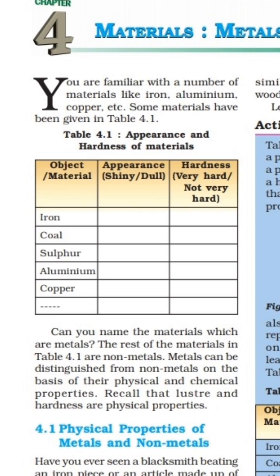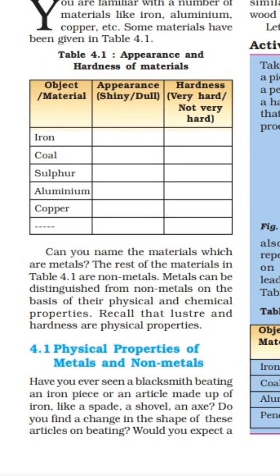Metals can be distinguished from non-metals on the basis of their physical and chemical properties. Recall that luster and hardness are physical properties. Two properties are already mentioned in table 4.1: appearance, like luster, and hardness. These are physical properties. Now we will see first the physical properties of metals and non-metals.